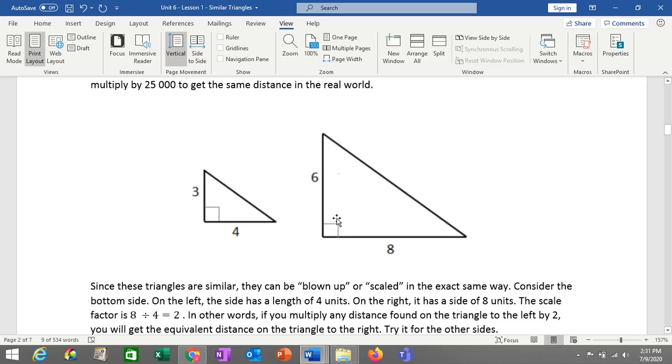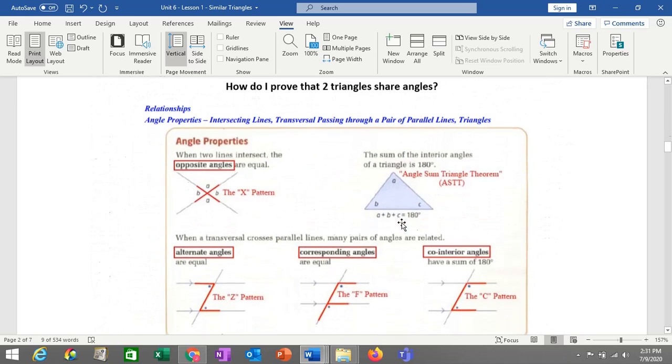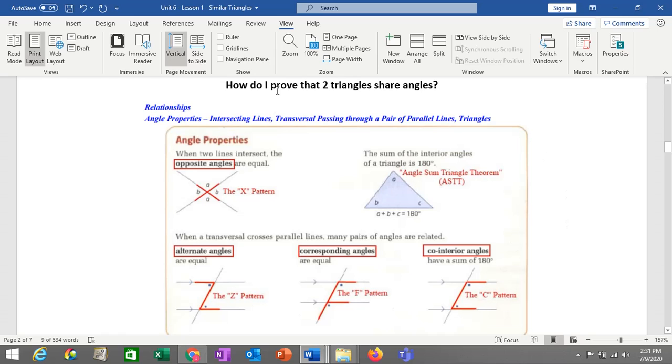I said you can check to see if the angles are the same, but how do you know if 2 angles are the same or not, right? Unless the question tells you, how do you know that? Well, you might have seen this stuff maybe in grade 8 or some other point in your math career, but here are some ways you could tell if angles are the same.